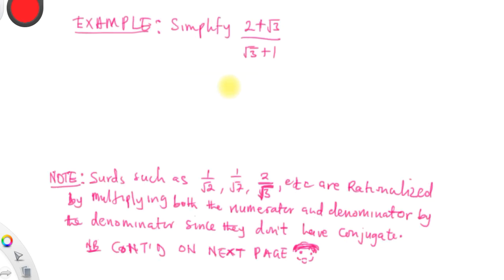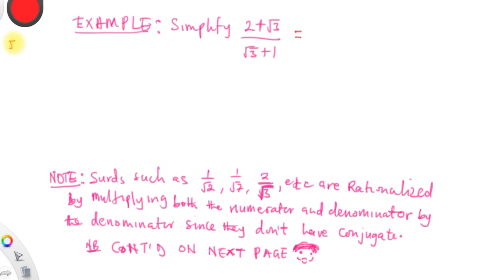Hello students, welcome back. So having explained that, let us look at this example. Let us be told to simplify. If you want to simplify this fractional set, first of all, what do you have to do? You have to find the conjugate of the denominator. This is the numerator and this is the denominator.